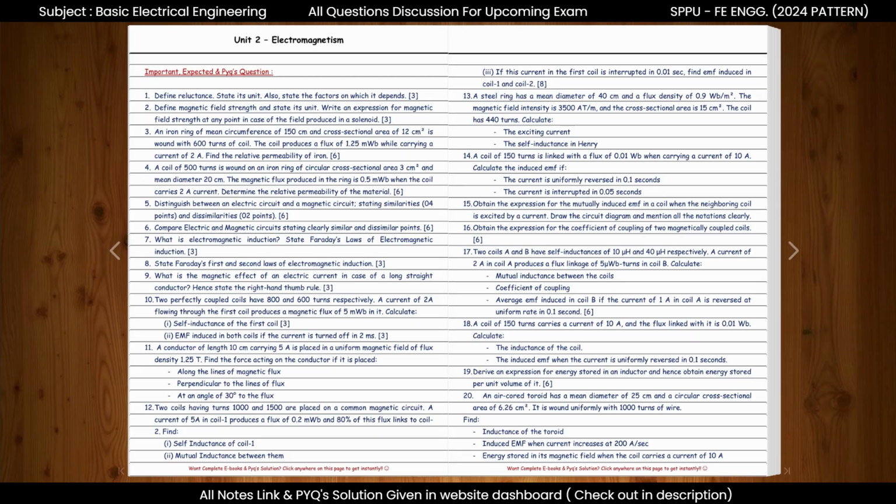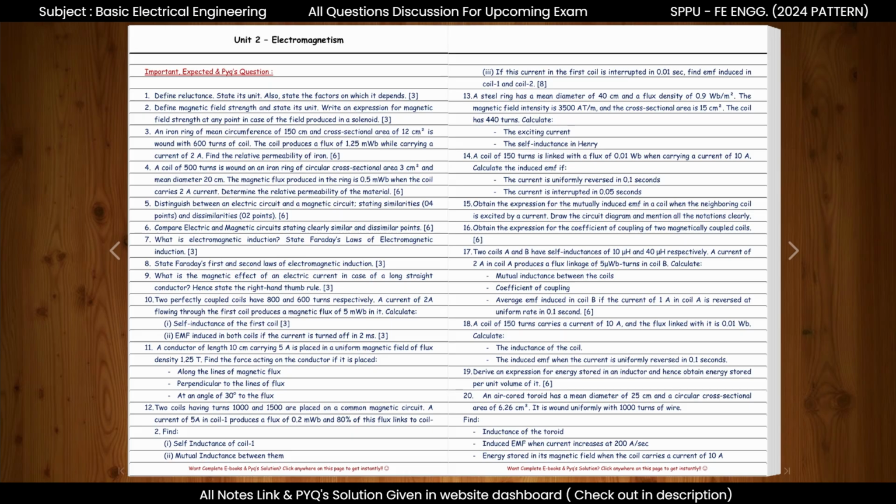Alright, let's move on to our next important topic, steel ring problem. From this topic, we can expect questions such as, a steel ring has a mean diameter of 40 centimeters, a flux density of 0.9 Weber per square meter, a magnetic field intensity of 3500 ampere per meter, cross-sectional area of 15 square centimeters, and a coil of 440 turns. Calculate the exciting current and the self-inductance.